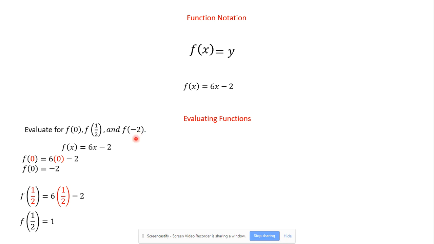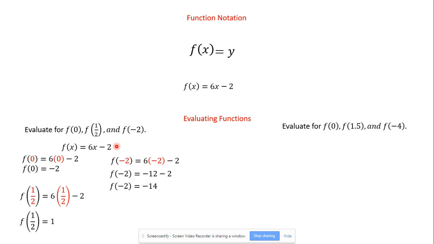And same thing again for negative 2. F of negative 2 equals 6 times negative 2 minus 2. 6 times negative 2 is negative 12 minus 2 is negative 14. So f of negative 2 equals negative 14. So notice these three things. It's just three separate little problems. Don't try to do them all at once. And your answer should be f of something equals something. There should be an equal sign in that answer. So that's if we have an equation.